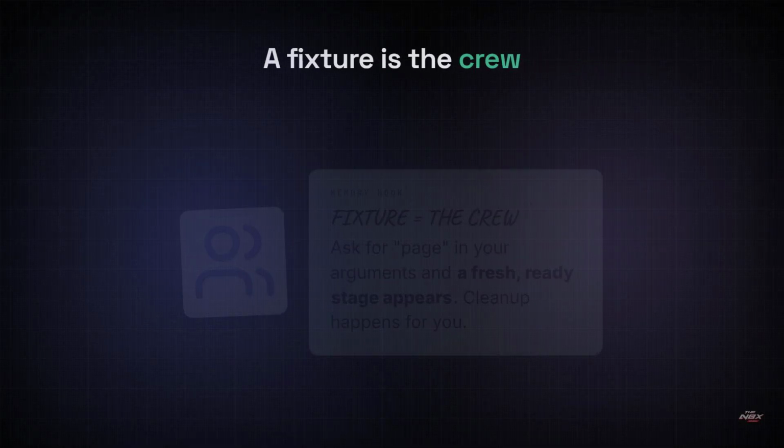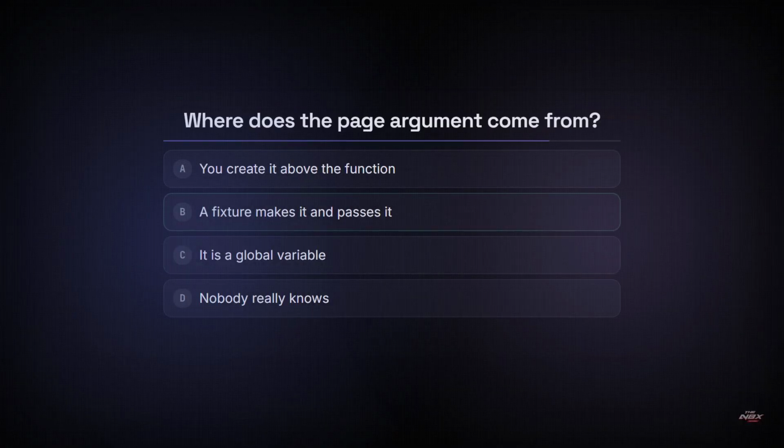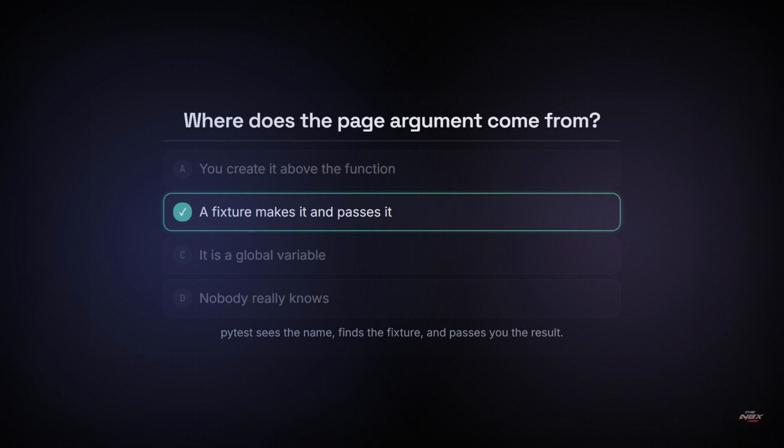Worth writing down. A fixture is the backstage crew. Ask for page, and a ready stage appears. The cleanup is automatic. First check. Your test asks for page in the brackets. Where does that page come from? Have a think and pause if you want longer. Ready? It is B. A fixture builds it and hands it in.